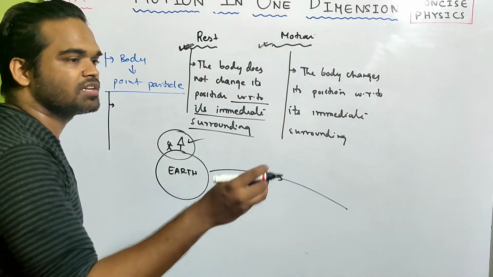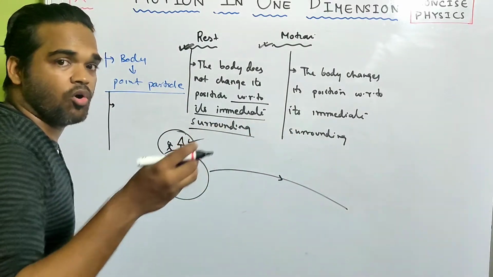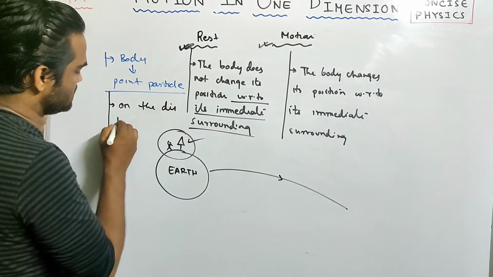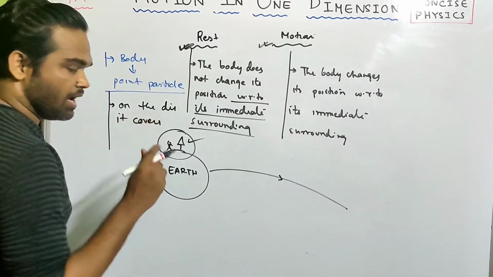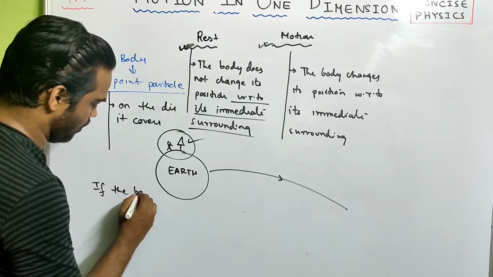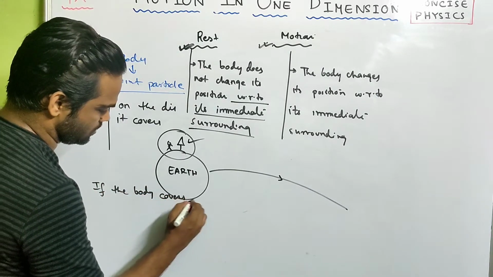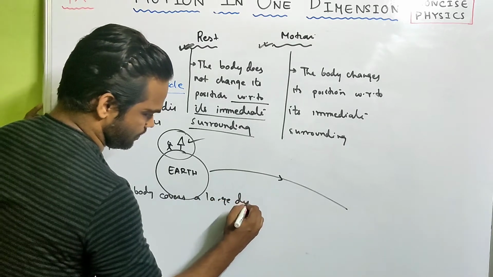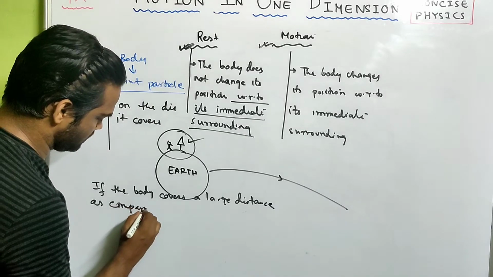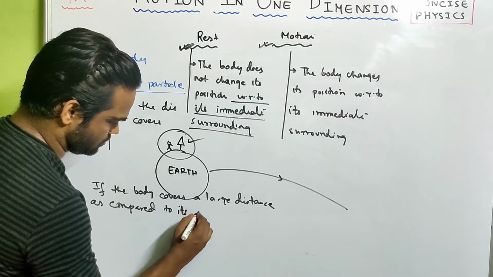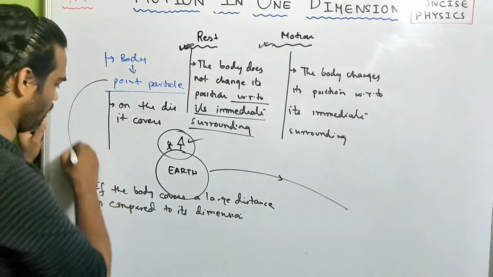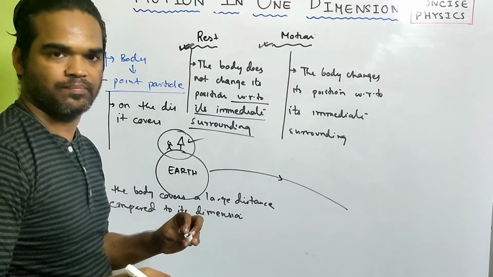Whether an object is considered to be a point particle or not depends on the distance it covers. If the body covers a large distance as compared to its length or dimension, whatever you say, then we assume the body to be a point particle.